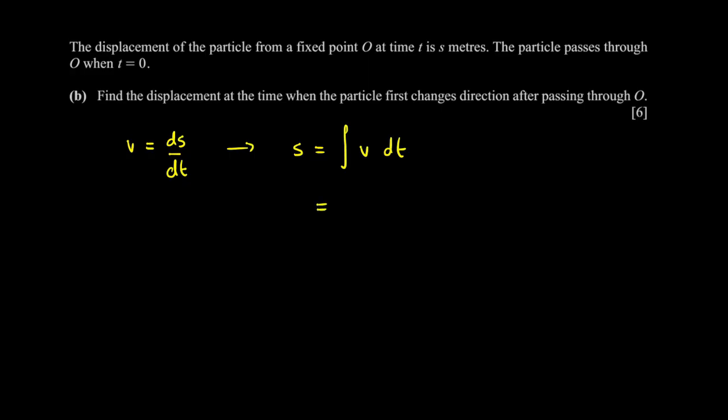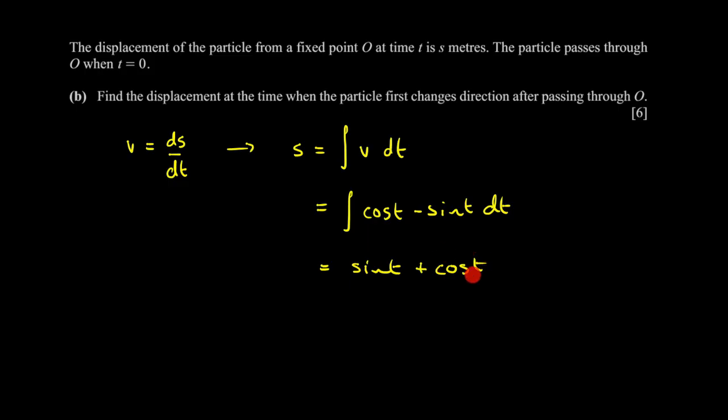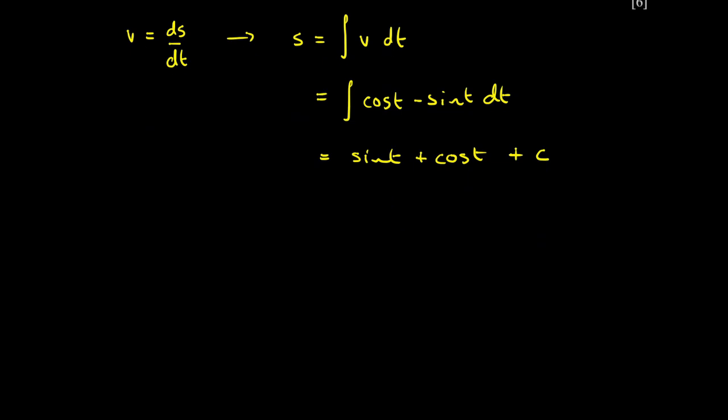So the first thing I want to do is integrate the expression cos t minus sine t. If I integrate cos t, I will get sine t. And if I integrate negative sine t, I will get cos t. The reason for that is sine differentiates to give cos, and cos differentiates to give negative sine. And I've got plus c. Well, we are told in the question that the particle passes through the origin when t is equal to 0. So that means that when t is equal to 0, the displacement is equal to 0.